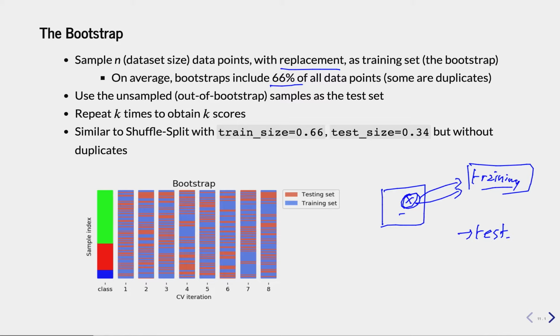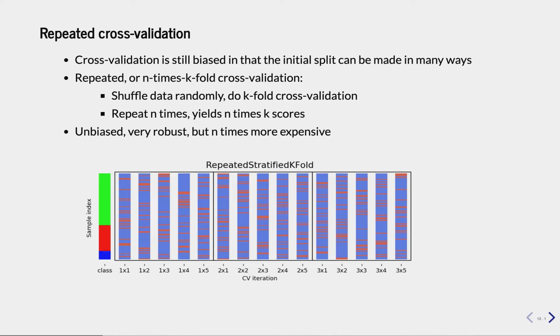And then we do this k times. This has some nice statistical properties. It's used, for instance, in random forest algorithms, which we will discuss later on. But you can also use it as a separate performance estimation procedure.